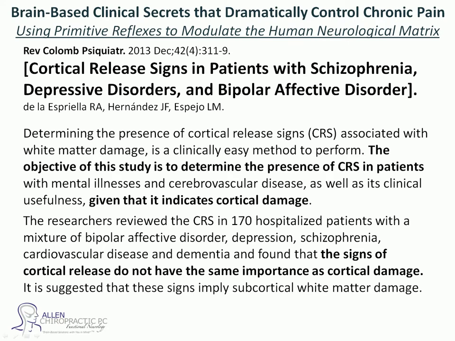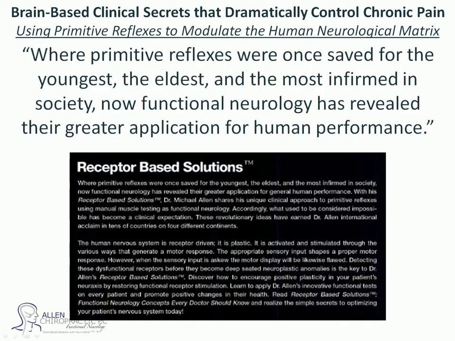These researchers reviewed some cortical release signs in 170 hospitalized patients with a mixture of bipolar affective disorder, depression, schizophrenia, cardiovascular disease, and dementia, and found that the signs of cortical release do not have the same importance as cortical damage. And this is important because the signs of cortical release don't necessarily relate to the cortical pathology that these patients would have. So we're talking about physiologic issues, not pathologic issues. However, a physiologic issue can mimic a pathologic issue, and we're going to talk about that in just a minute.